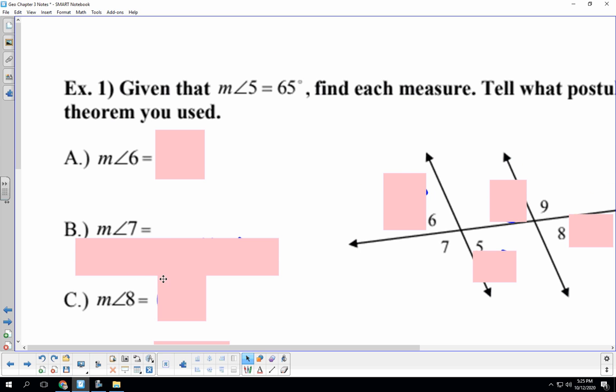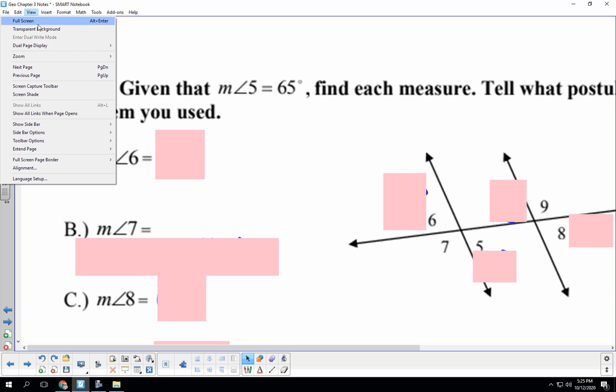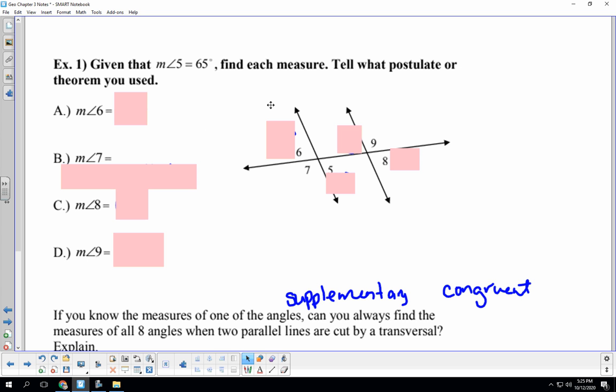Transitive property. Okay, we're going to take a look at some examples, and we're going to see how, if you're given one of the angles in our 1 through 8 scenario, you can find all the rest of the angles. So we're given the measure of angle 5 is equal to 65. We're going to find each measure and tell what postulate or theorem we used. Measure of angle 5, which is right here, is 65.